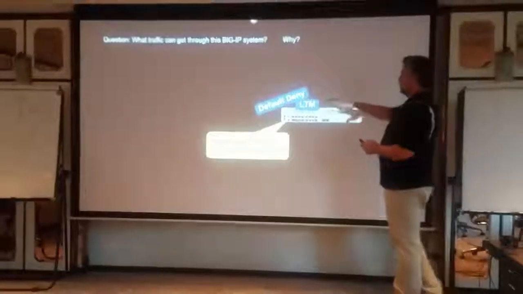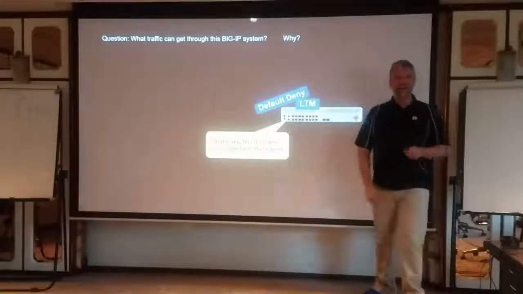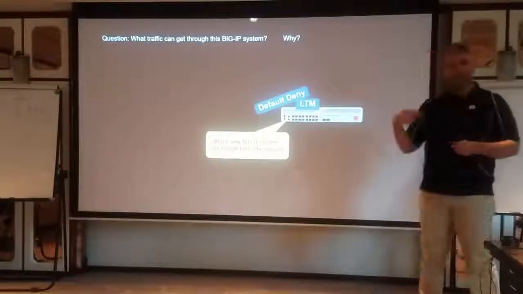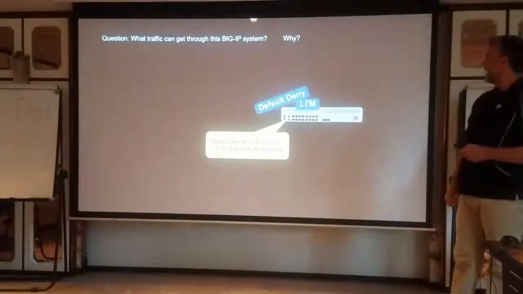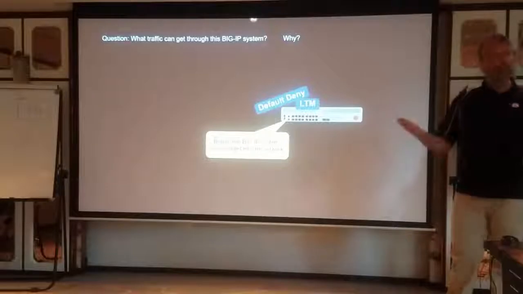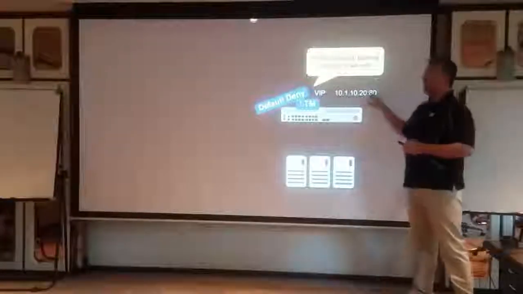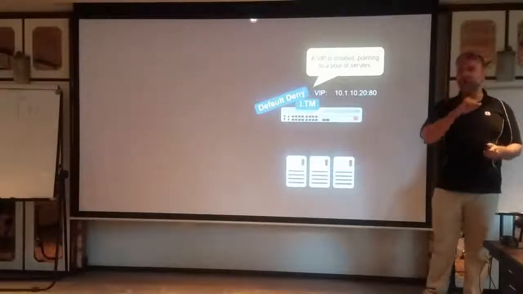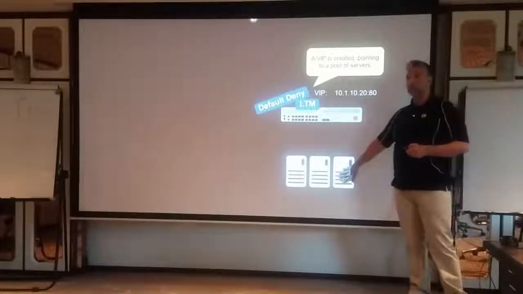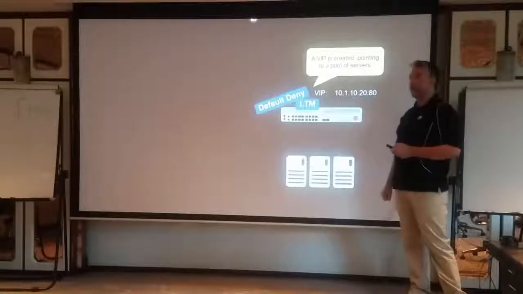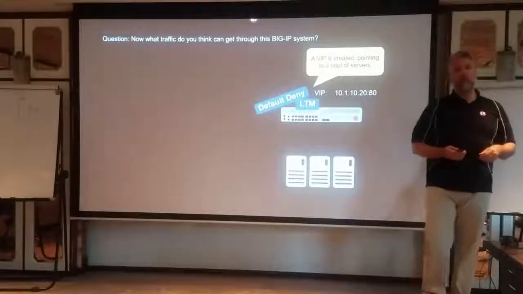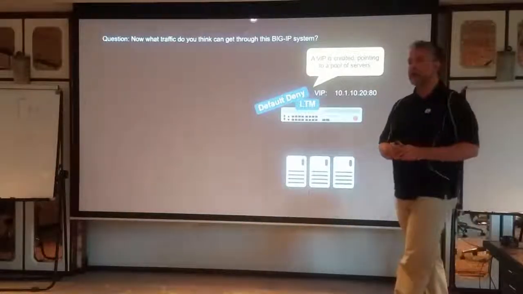Because we're default denied. Looks like I was just one jump ahead of my animation. My apologies. Bad me. So, default denied. Good. Now, we've created a virtual server, our first virtual server for this pool of web servers down here. So now, what traffic can get through the BIG-IP system?